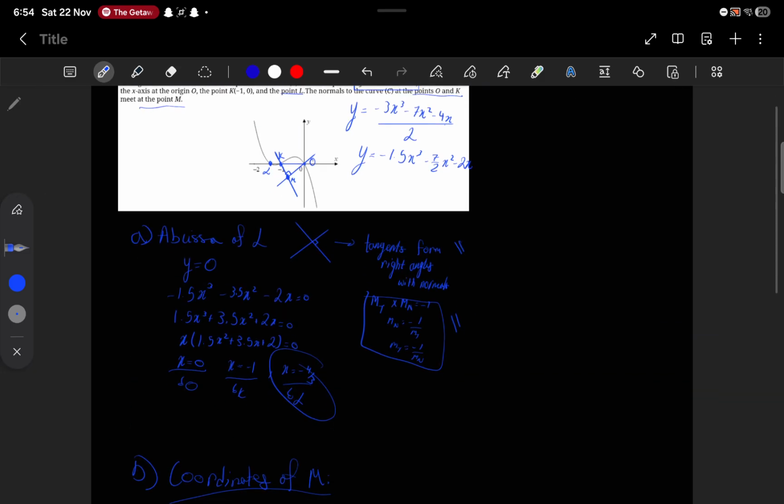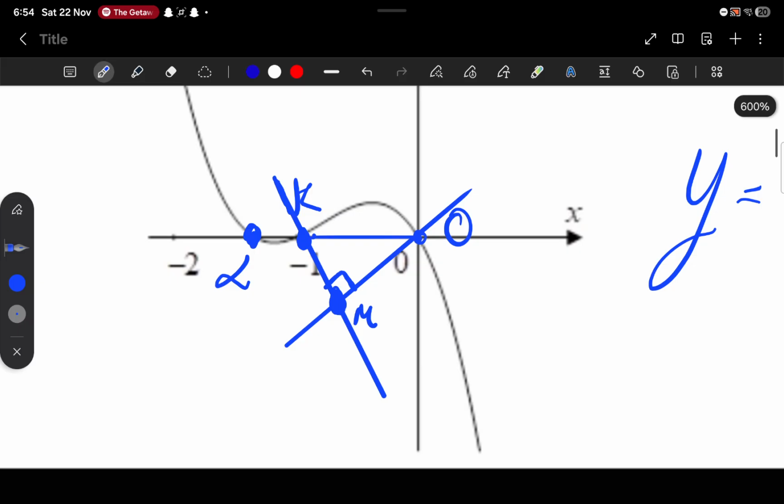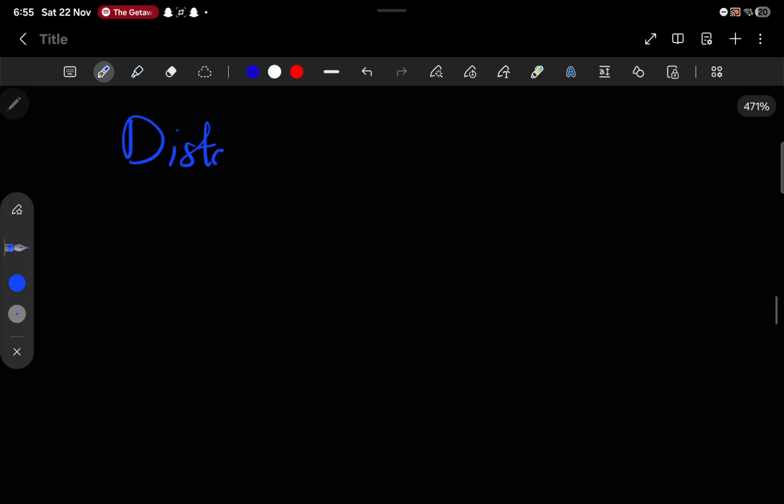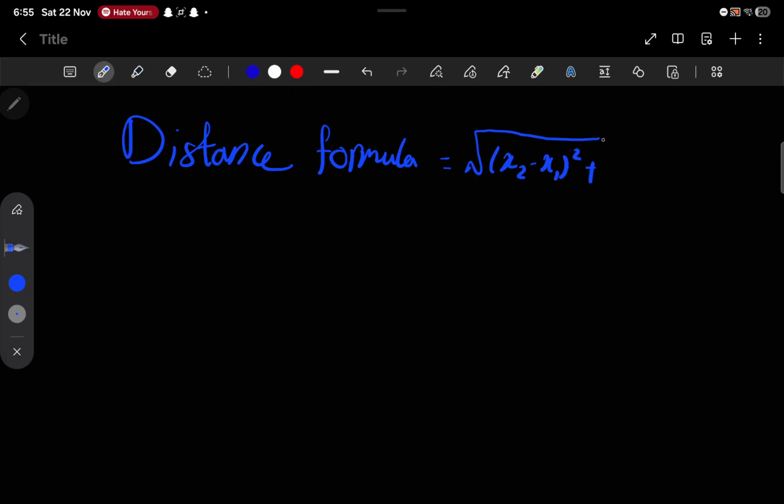Anyway, since this is a right triangle, all we have to do is find the distance from O to M and the distance from K to M. Right? And then you can do half base times height. Now, what do you use? The distance formula. What is our distance formula? Distance equals the radical of x2 minus x1 squared plus y2 minus y1 squared. We're going to do this for both OM and KM.